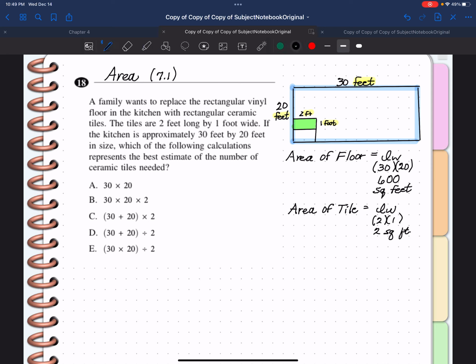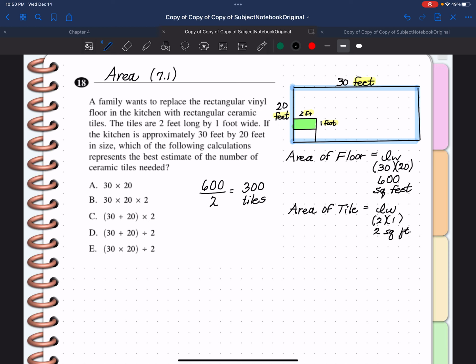So back to my question of what did I do to the floor? I divided the floor up into these rectangular tiles. So I'm going to take that 600 and divide it by 2 to get 300 tiles that we would need to purchase.